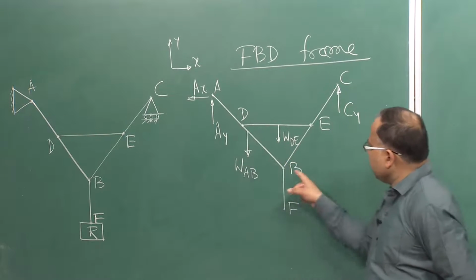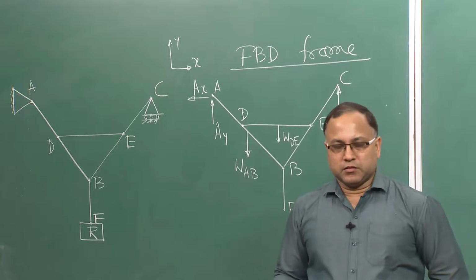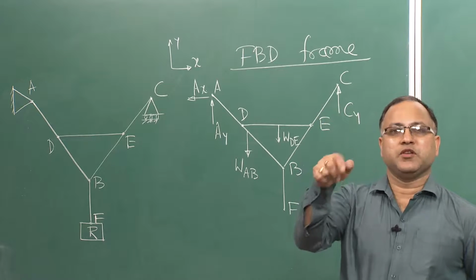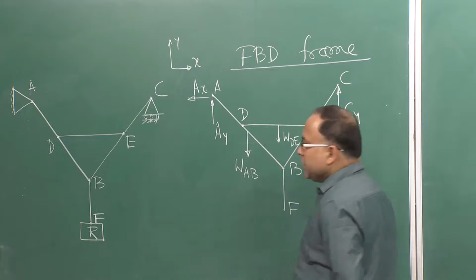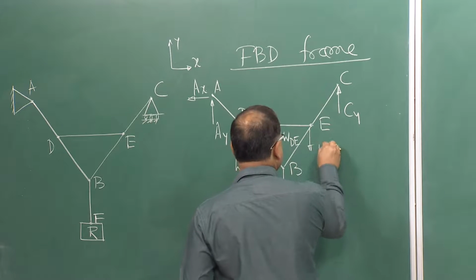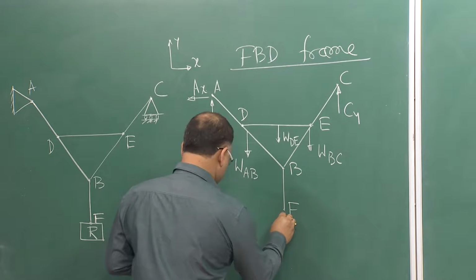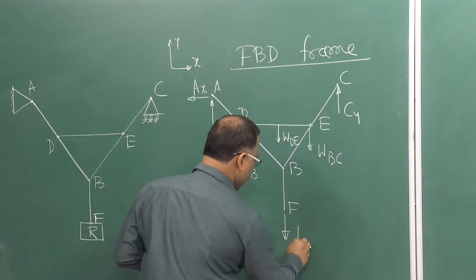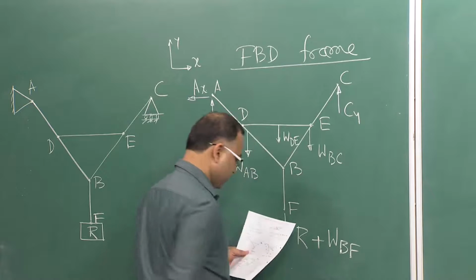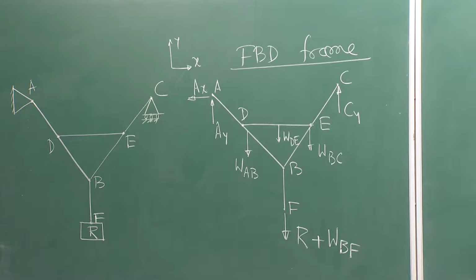If you consider AB as a whole member, the weight of the member AB, that is WAB, can be assumed to act along the center of gravity of the member, fine. Similarly, WDE is acting here, similarly WBC is acting here. And at point F you have already force R plus WBF. So, this is the free body diagram of the whole frame.